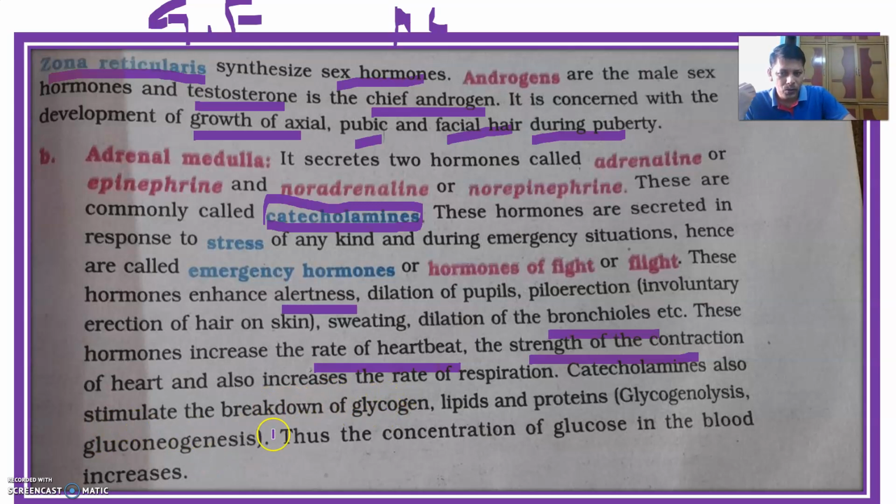And catecholamines also stimulate the breakdown of glycogen, lipids, and proteins. Breakdown of glycogen is called glycogenolysis. Lysis means breakdown. And formation of glucose from non-carbohydrates is called gluconeogenesis. Thus, the concentration of glucose in the blood increases.